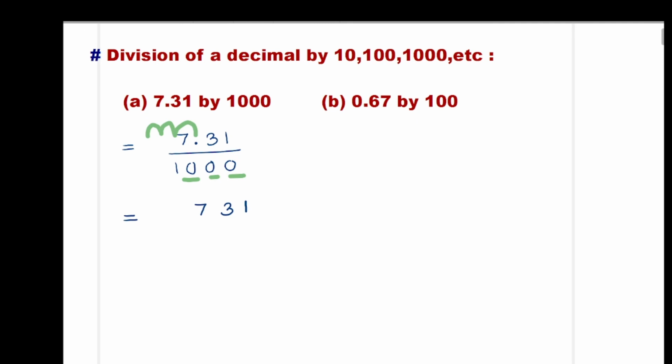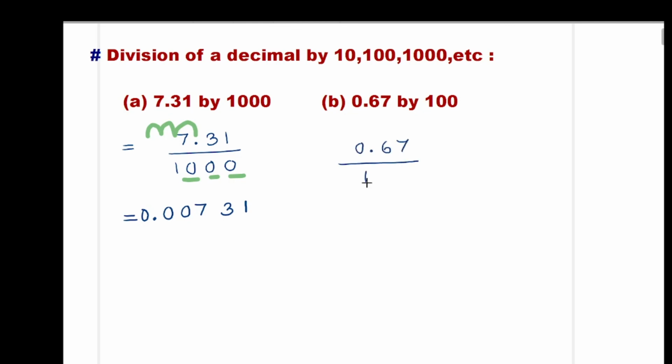To make it 2 more digits, you just put the point before the number. Earlier the point was before 3. In the denominator there is 1000, so the point will be shifted towards the left by 3 digits. 1, 2, 3. So the decimal will be 0.00731.